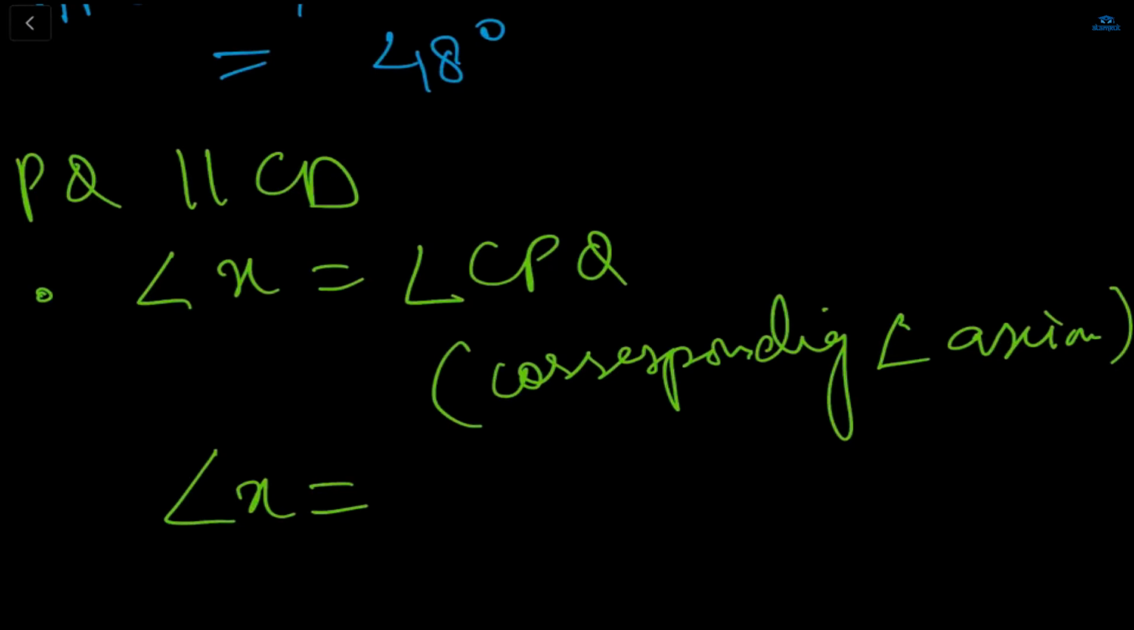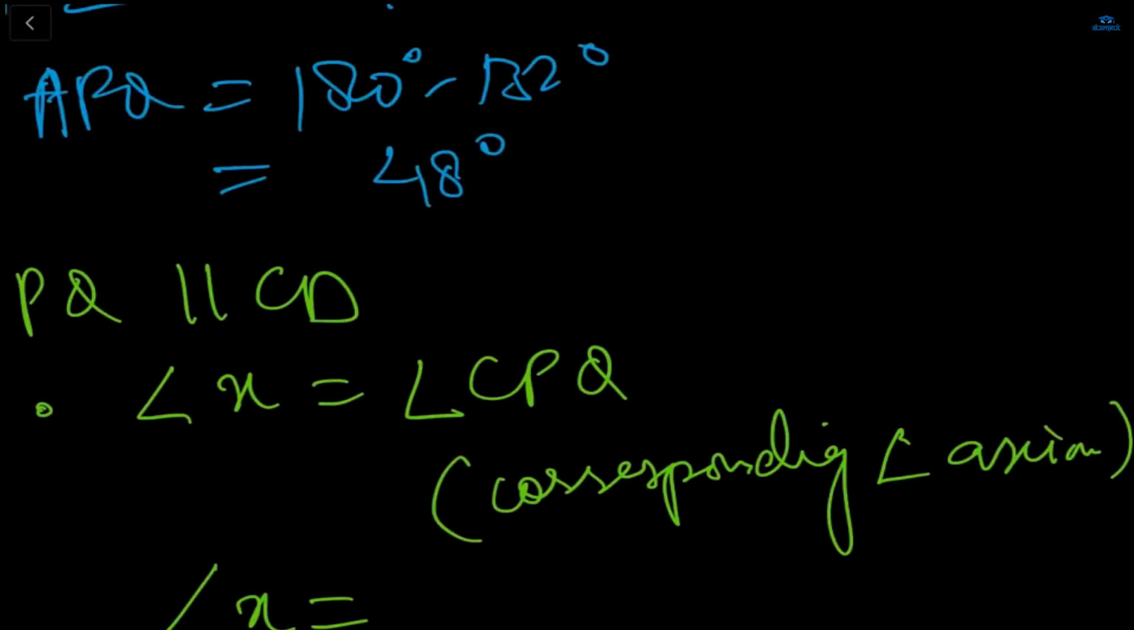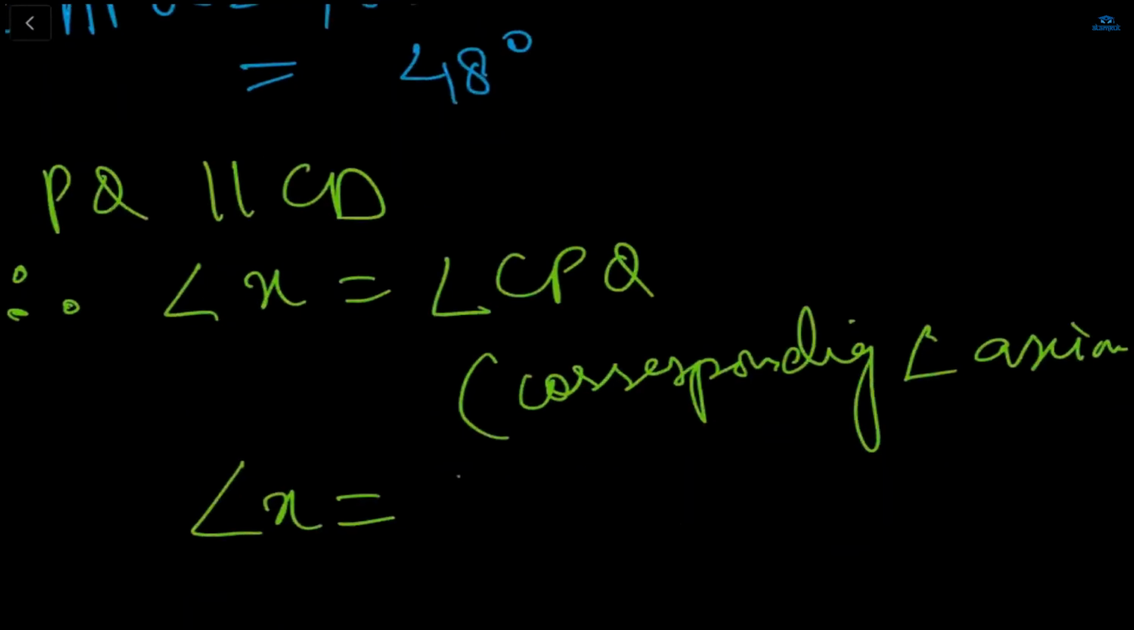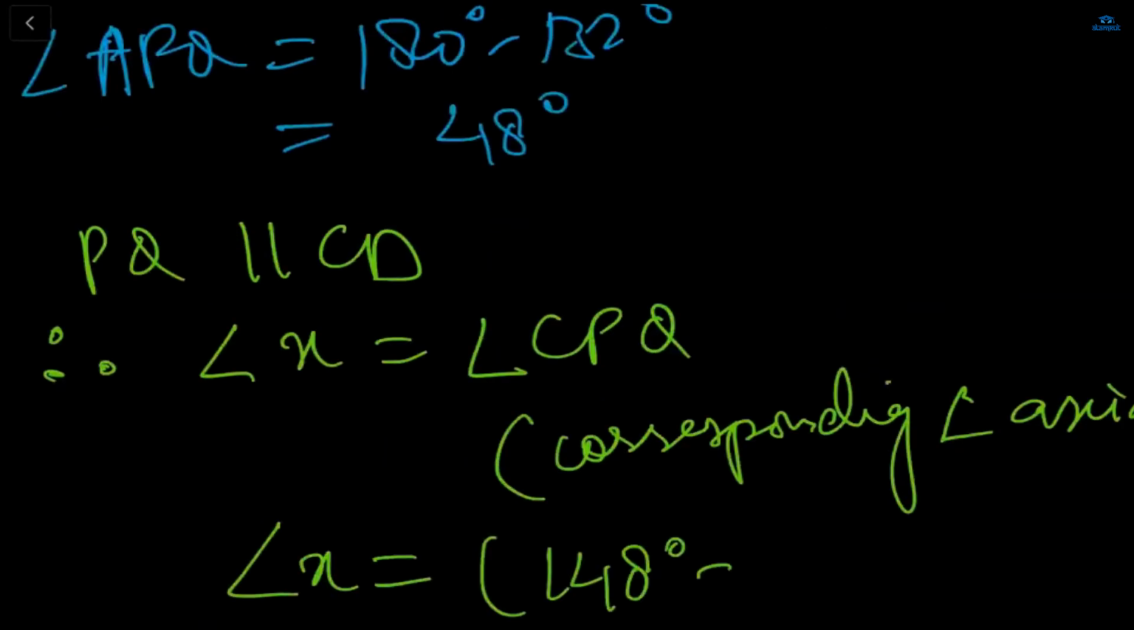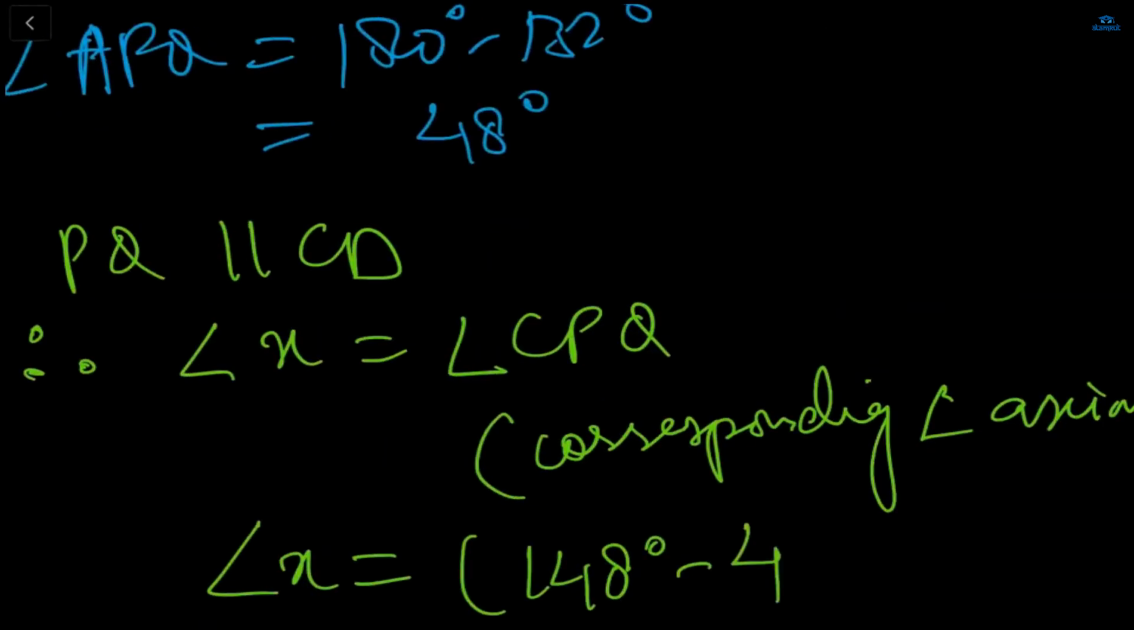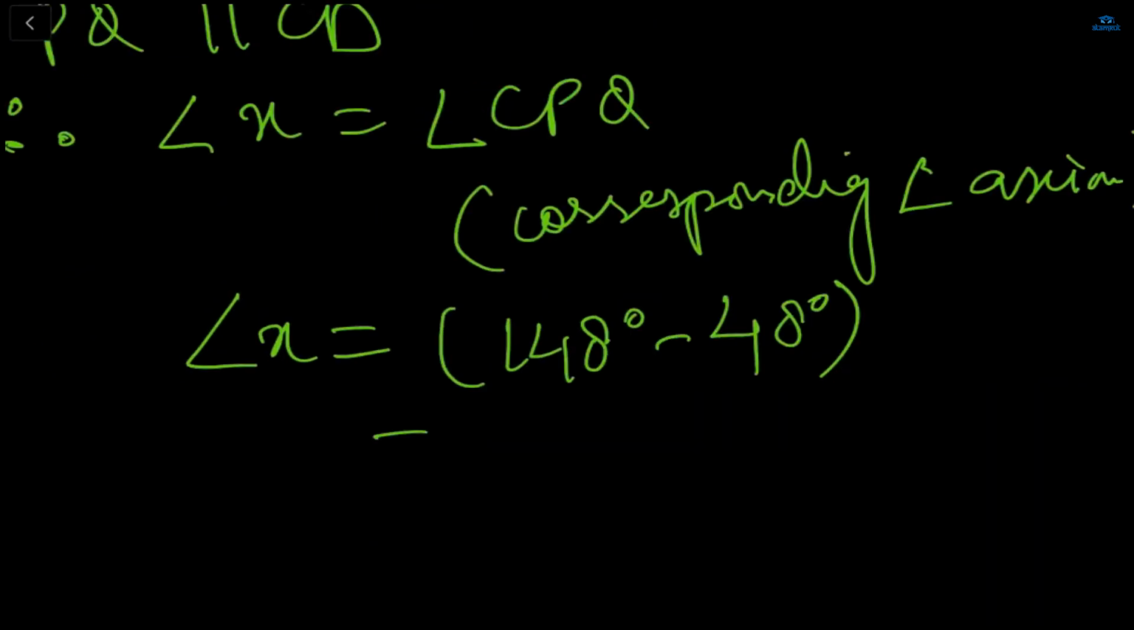CPQ will be equal to what? First, you have to find out the value of CPQ. I'm writing it directly here: 148 minus 48. First, you find out the value of CPQ and then put the value. Since I have not found it out, I'm writing it. This will be 100 degrees. Angle X is equal to 100 degrees.